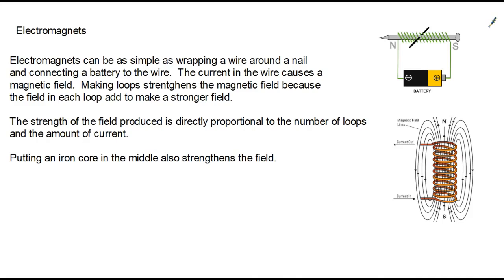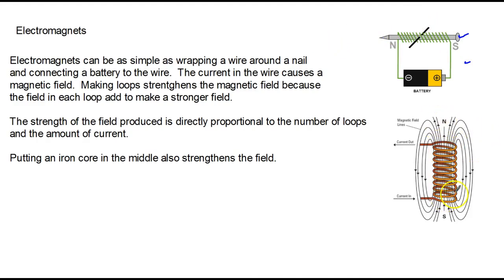Electromagnets are magnets that are made from electricity. They can be as simple as this picture here, where I just have a nail and a wire wrapped around that nail a bunch of times and a battery. The current, the moving charge, generates a magnetic field. And a moving charge in a straight wire has a magnetic field, and if I bend that wire and make loops, it intensifies the field inside. And if I put an iron core, it intensifies the field even more.